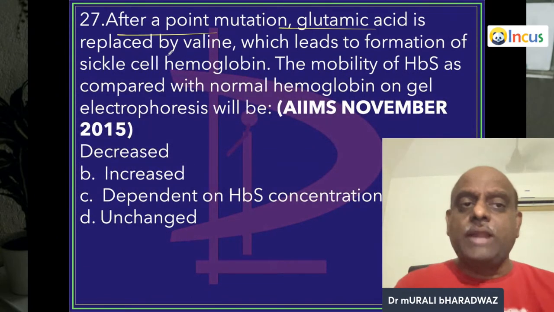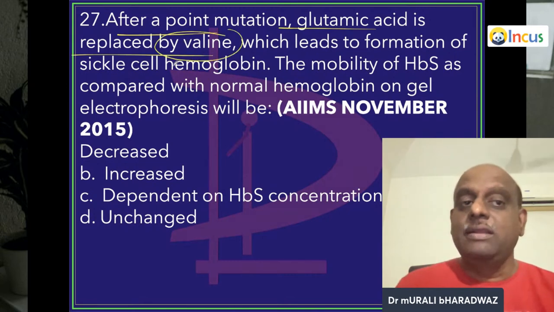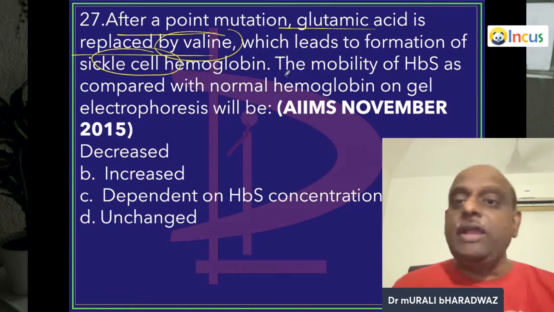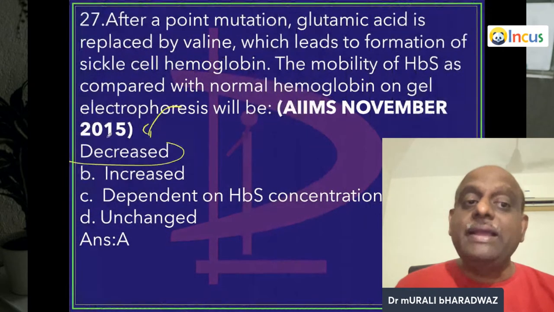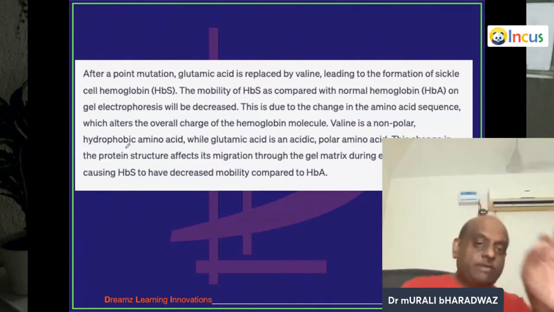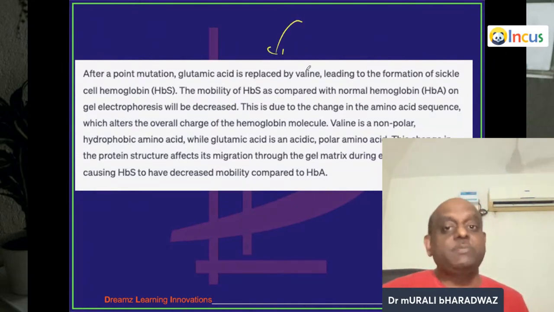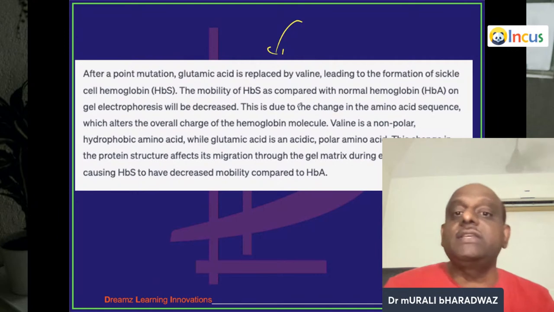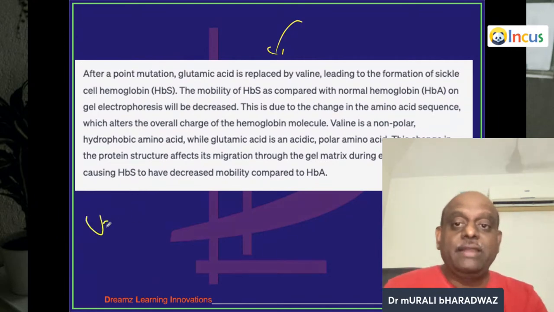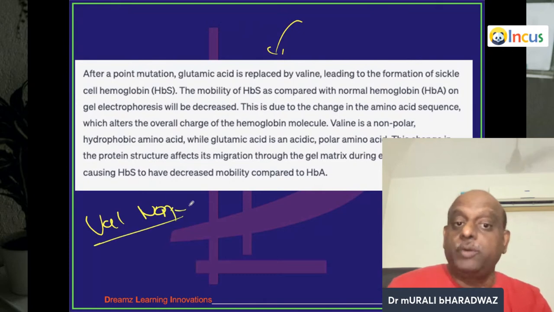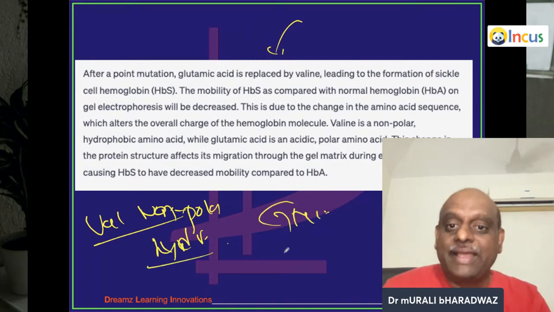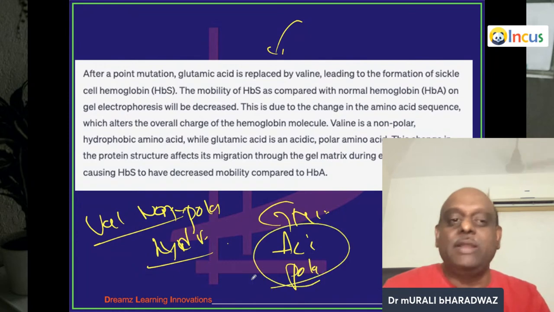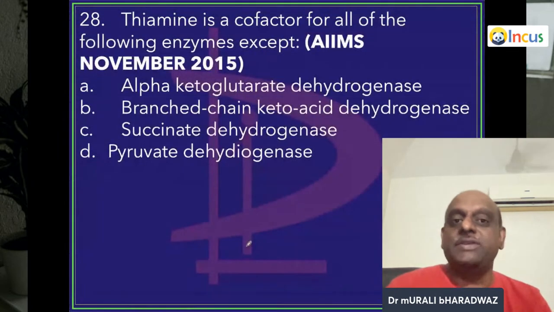After a point mutation, glutamic acid is replaced by valine that leads to sickle cell anemia. The mobility of sickle hemoglobin compared with normal hemoglobin, how will it be? It will typically be decreased, is what you need to remember. So whenever there is any point mutation, glutamic acid is replaced by valine that leads to sickle hemoglobin. The mobility of this is decreased. Why? Because valine is non-polar, hydrophobic, whereas glutamic acid is an acidic, polar amino acid. That is what you need to understand.